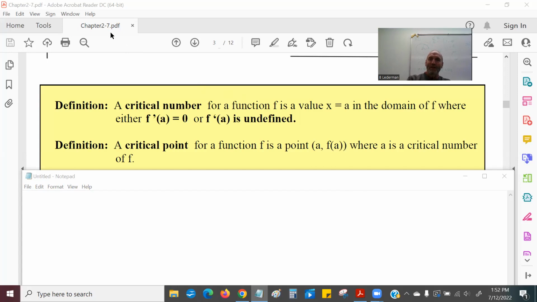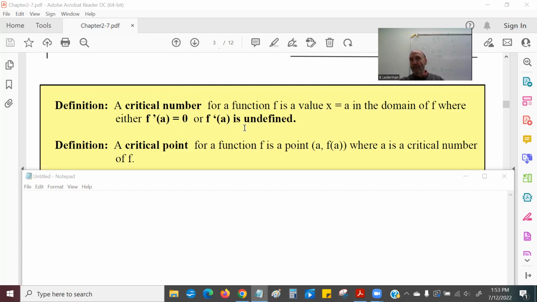I want to start with a couple of definitions. This may seem a little random, but it's actually quite critical. The first definition is something called a critical number. A critical number for a function is a value x equals a, and it has to be part of the domain of the function. And it has to be a number where f prime of a equals 0, or f prime of a is undefined. So if either of those are true, if f prime of a is 0 or if f prime of a is undefined, then that is a critical number.